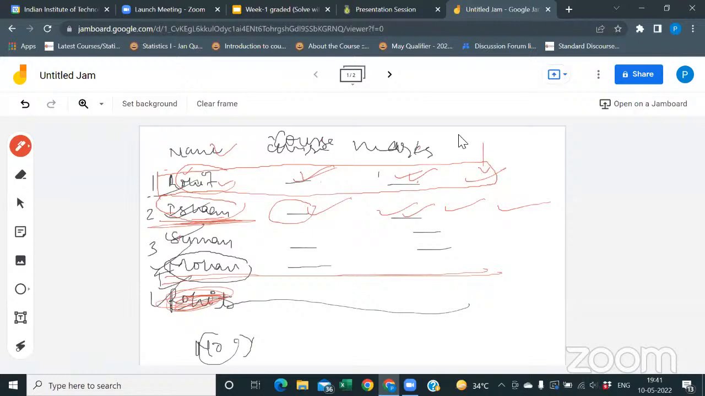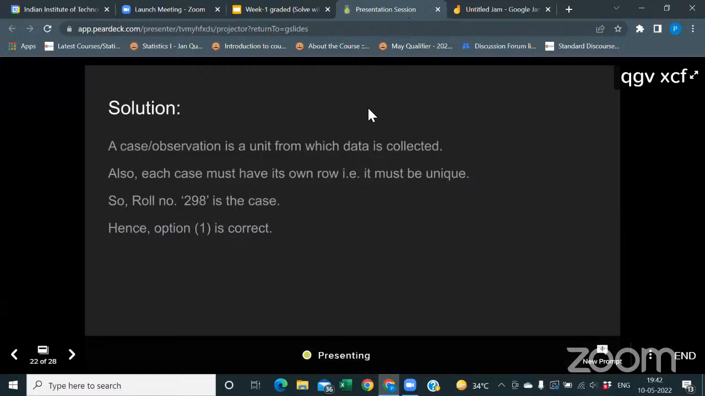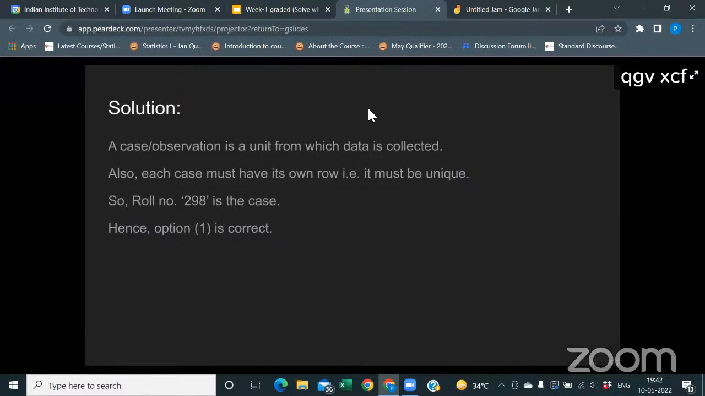My point is, suppose in a data table, data is given and none of the data is repeated even once. What do we call it then? That's why I said read the first line. A case is something from which the data is collected.